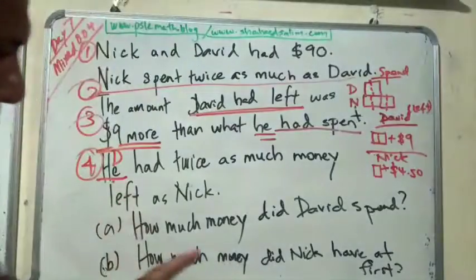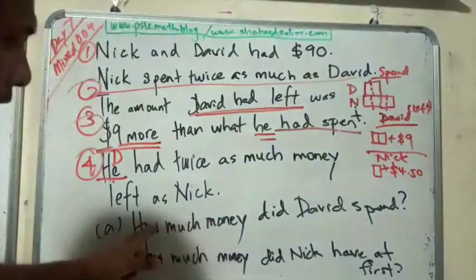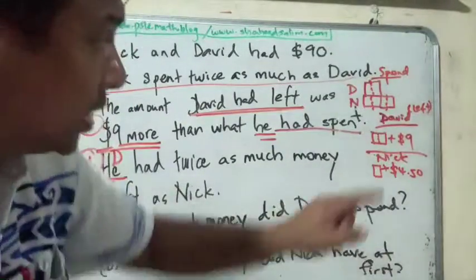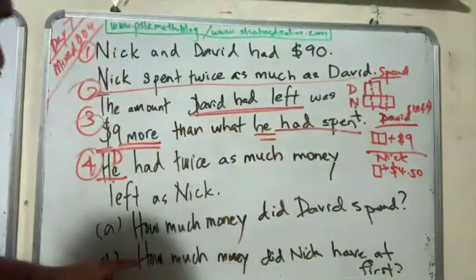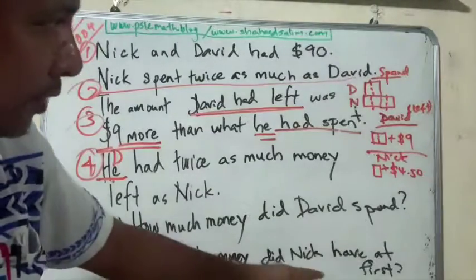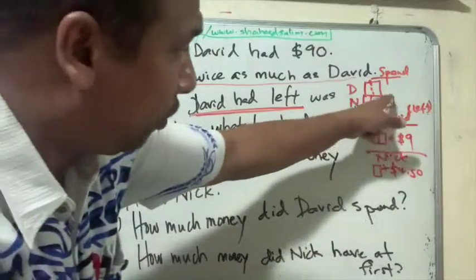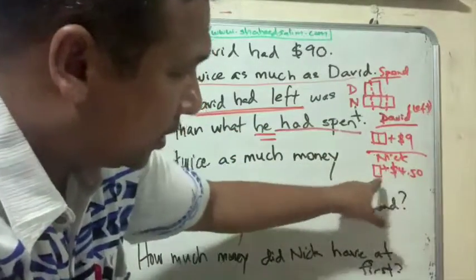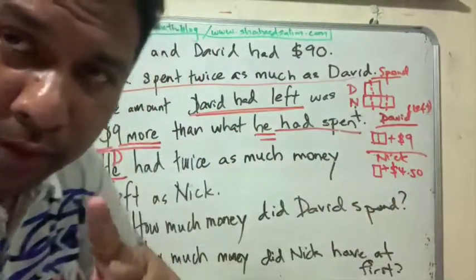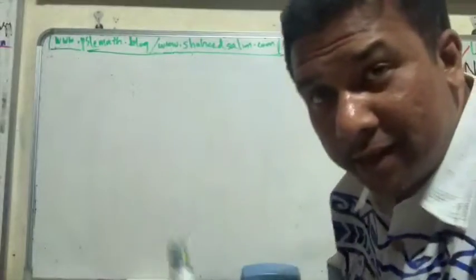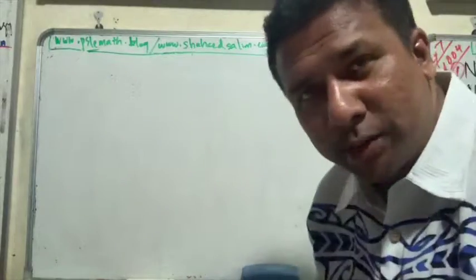Okay, we want to find out. Remember, the question is asking us how much money did David spend. We want to know how much David spent and how much money did Nick have at first. We want to know what Nick has at first, which is this 4 units plus this 1 unit and $4.50. All right, we'll come back. All right, then let's start the model drawing and the explanation. Here we go.